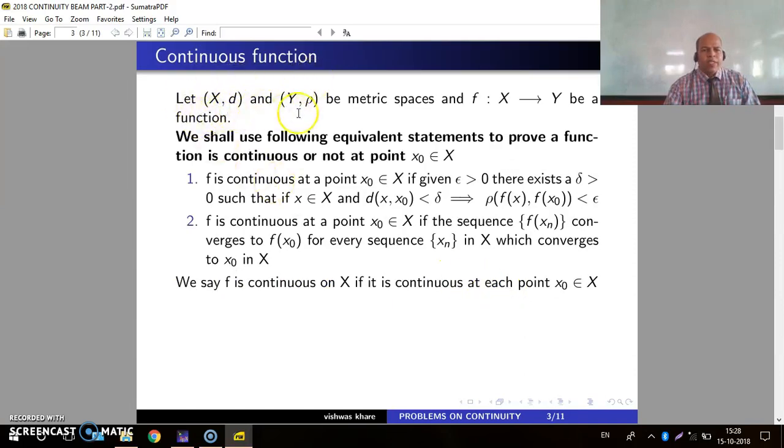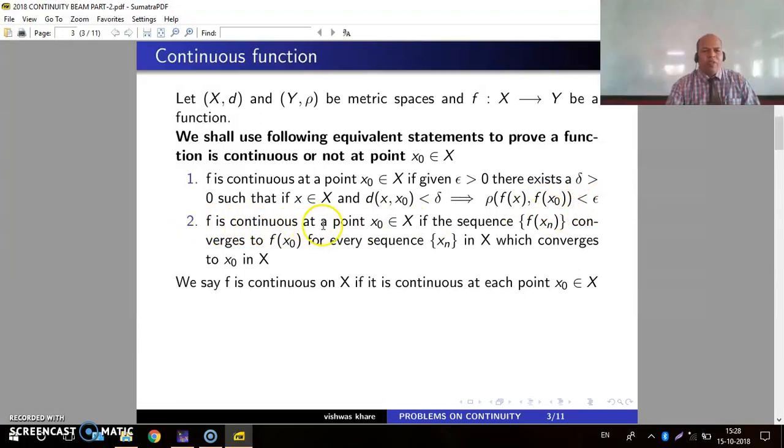Continuous function. Let (X, d) and (Y, ρ) be metric spaces and f from X to Y be a function. We shall use the following equivalent statements to prove a function is continuous or not at x0 belongs to X. First, f is continuous at a point x0 belongs to X if given epsilon greater than 0, there exists a delta greater than 0 such that if x belongs to X and the distance between x and x0 is less than delta implies ρ distance between f(x) and f(x0) is less than epsilon.